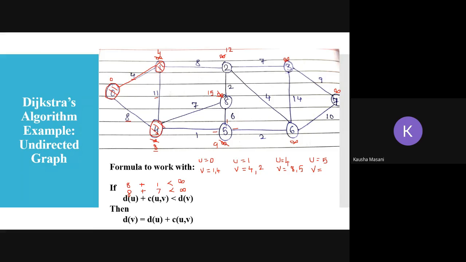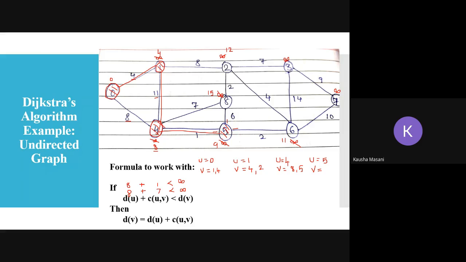15 less than 15? Do I need to do that? No, right? So this I am not going to update. Again, 9 plus 2, so that is 11. 11 less than infinity? Yes. So cross this infinity and write 11. Okay, fine. So now 5 is explored. So 0 to 1, 1 to 4, 4 to 5.